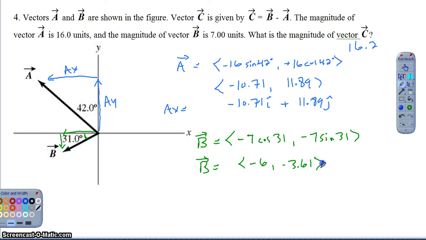And again, keep in mind that if you wanted to use this in terms of i and j, it would simply be negative 6i minus 3.61j.